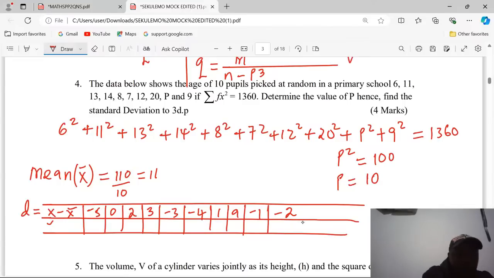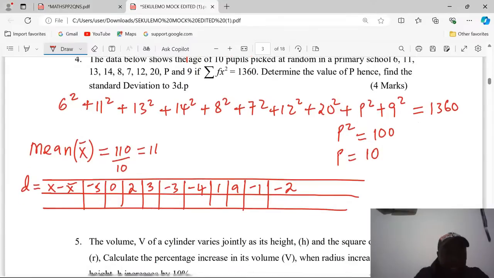So now, to do away with the negative signs on the values of the deviations, we square the deviations. Negative 5 squared, 25. 0 squared remains 0. 2 squared, 4. This is a 9, and this one also 9. Then 16, 1. 9 squared, we get 81. Then this will become 1, and this will become 4. So we have all the deviations squared.